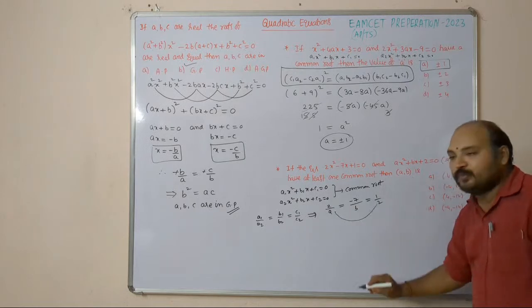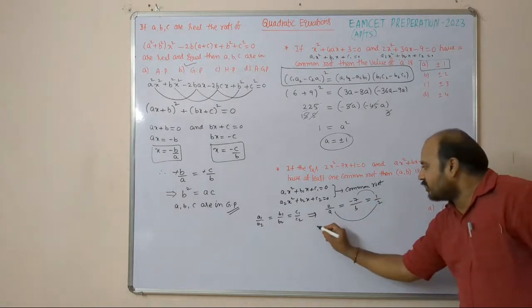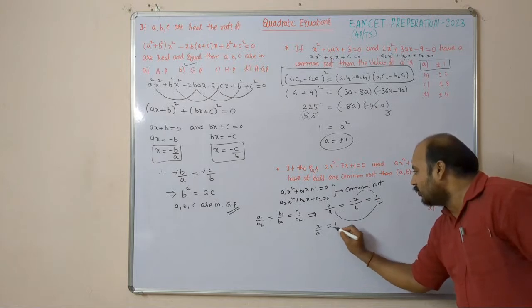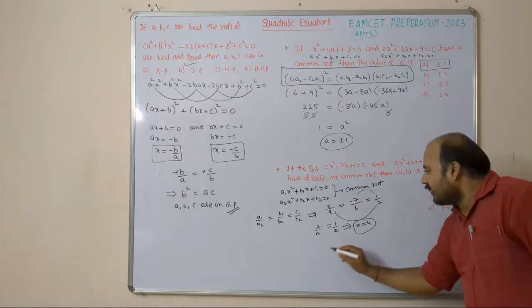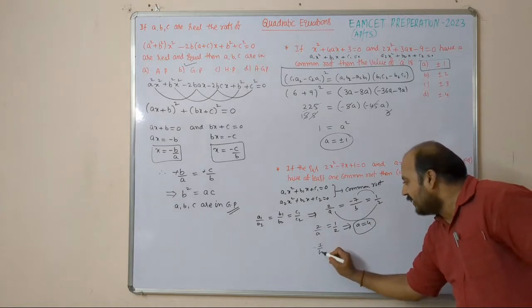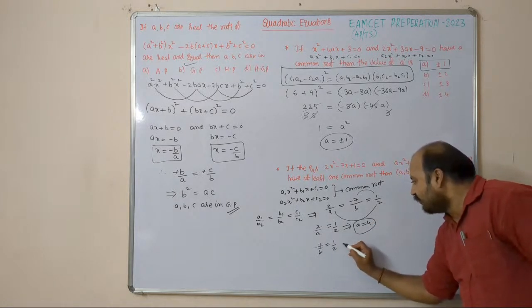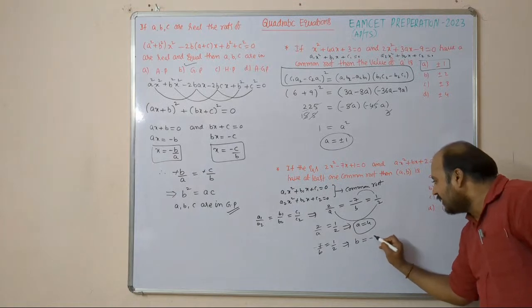Equating these, 2 by a is equal to 1 by 2. That implies a equal to 4. Next, minus 7 by b is equal to 1 by 2. That implies b equal to minus 14.